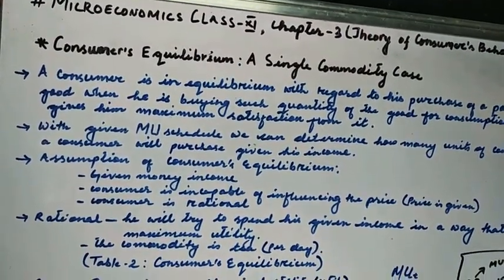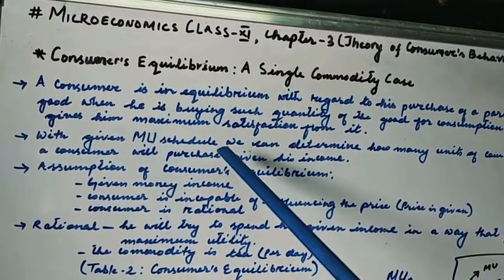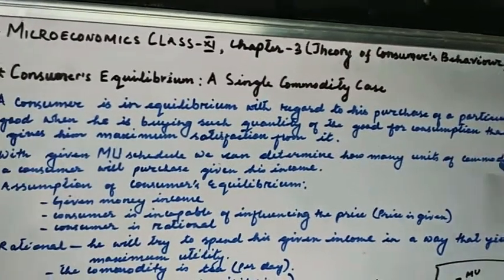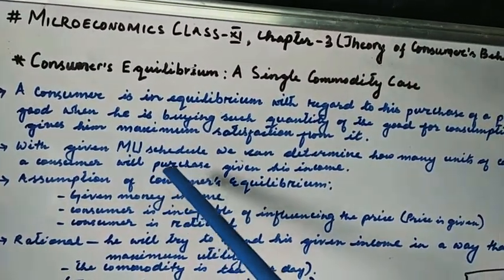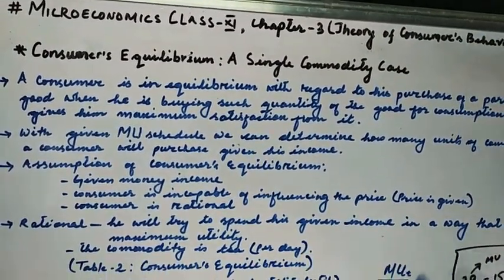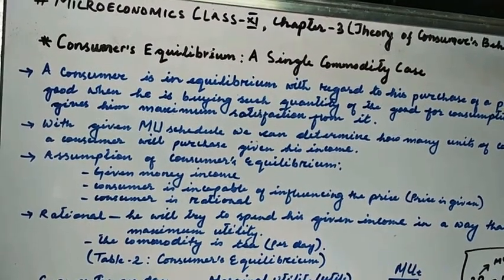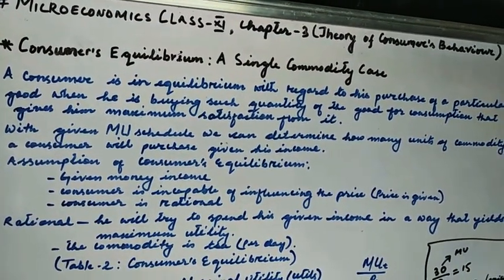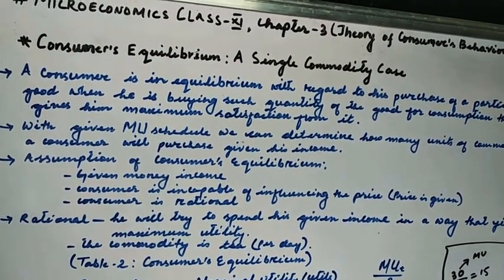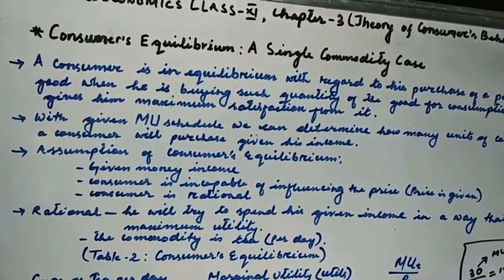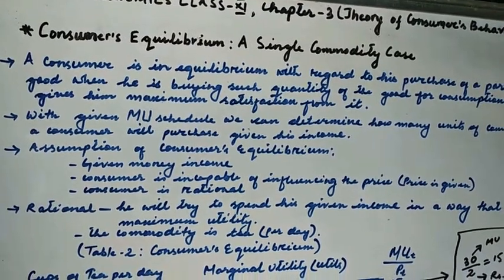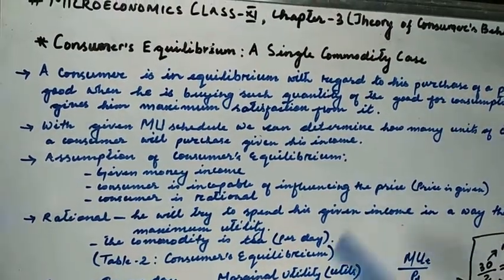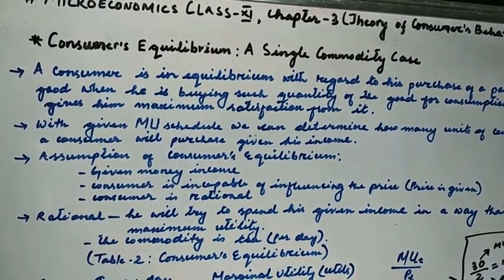With the given marginal utility schedule, we can determine how many units of a commodity a consumer will purchase given his income. Because of the marginal utility schedule, we are able to know how many units of commodities a consumer will purchase according to his income. There are certain assumptions that we have to make before constructing the consumer's equilibrium.